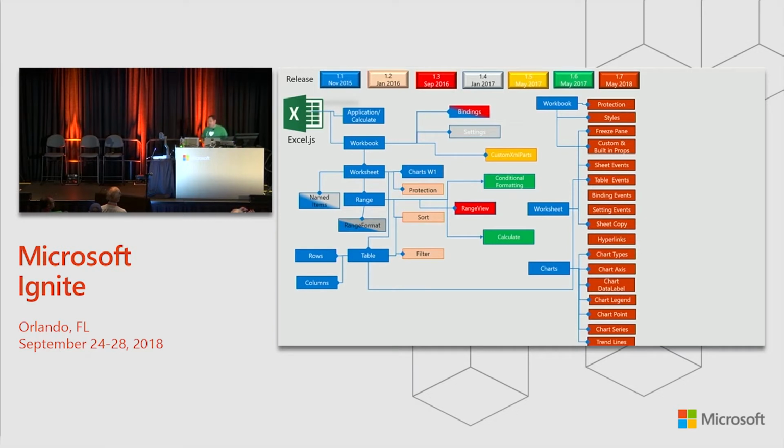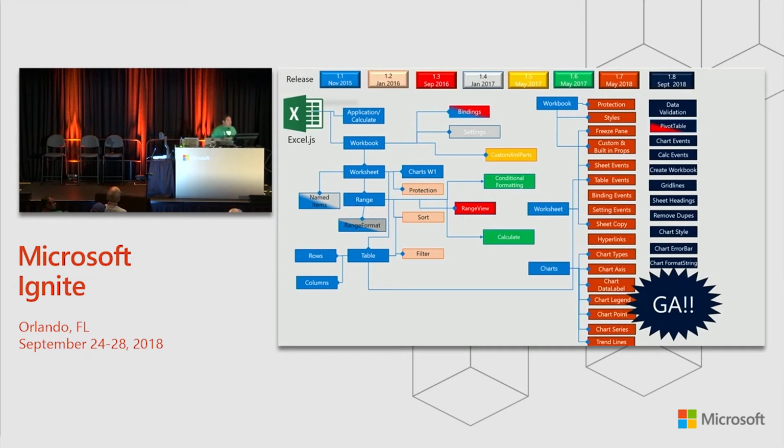At Build, back in May, we released our 1.7 API, and we shipped a lot of good stuff like protection for workbooks, styles, freeze panes. We shipped a bunch of events as well, charts, and a bunch of investments. Today, at the Ignite conference, we are announcing the GA of the 1.8 APIs. So starting today, you can start using these APIs. We turned on the beta back in June. Today, 95% of Office 365 users can use these APIs.